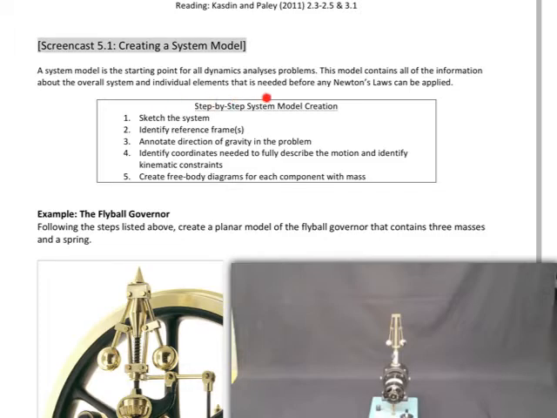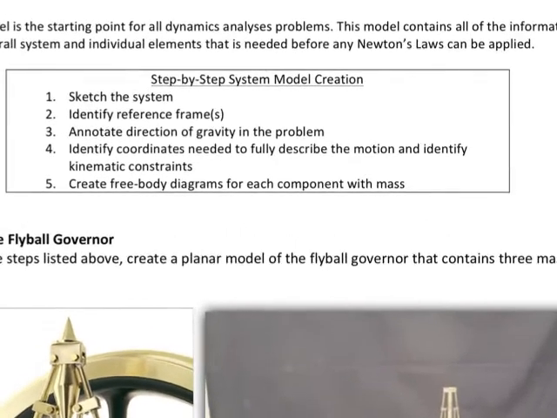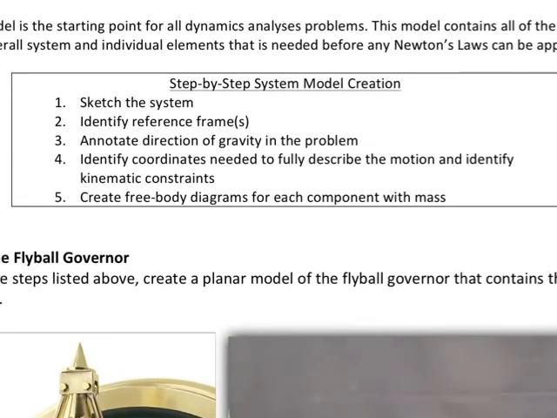And it's these individual elements that we can apply Newton's laws to if they have mass. So let's start by taking a look at the step-by-step list for model creation. So we have 5 major steps, and we're already doing some of this. First, it's to sketch the system. And that's important because we need to take a physical system and then create what our representation is on paper with all the important elements.